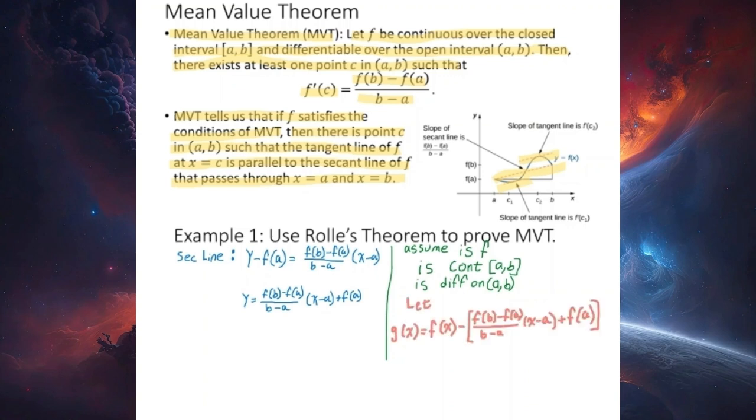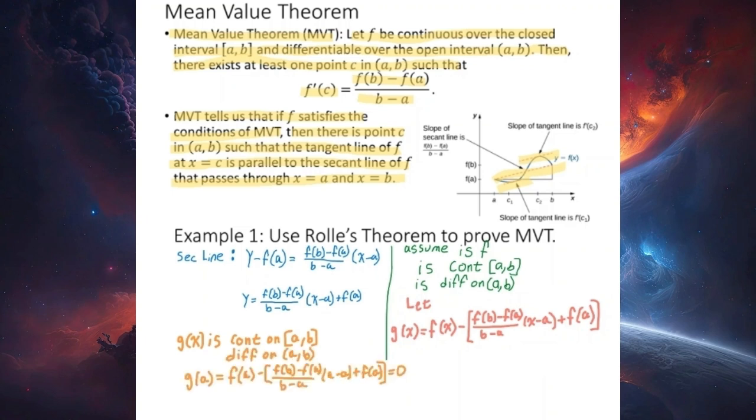We're going to let g(x) be equal to f(x) minus the equation of our secant line. The reason we want this new function is, first of all, that f(x) is already continuous and differentiable on the closed and open intervals (a, b) respectively, and our secant line is a line, which is continuous and differentiable everywhere. Then g(x) is going to be continuous on the closed interval [a, b] and differentiable on the open interval (a, b).